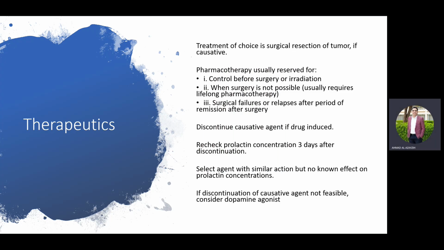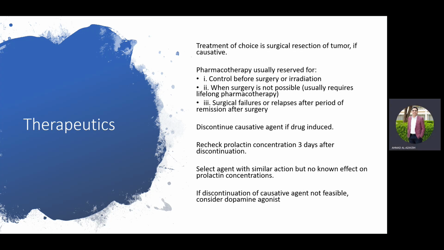What are the treatment options? Surgery, removal of the tumor, if the cause was a tumor-related problem. Pharmacotherapy is used to control the symptoms before surgery, when surgery is not possible, or when we have surgical failure or relapse. If the reason was, let's say, a specific type of drug, discontinue that drug. Check the level of prolactin 3 to 5 days after discontinuation.